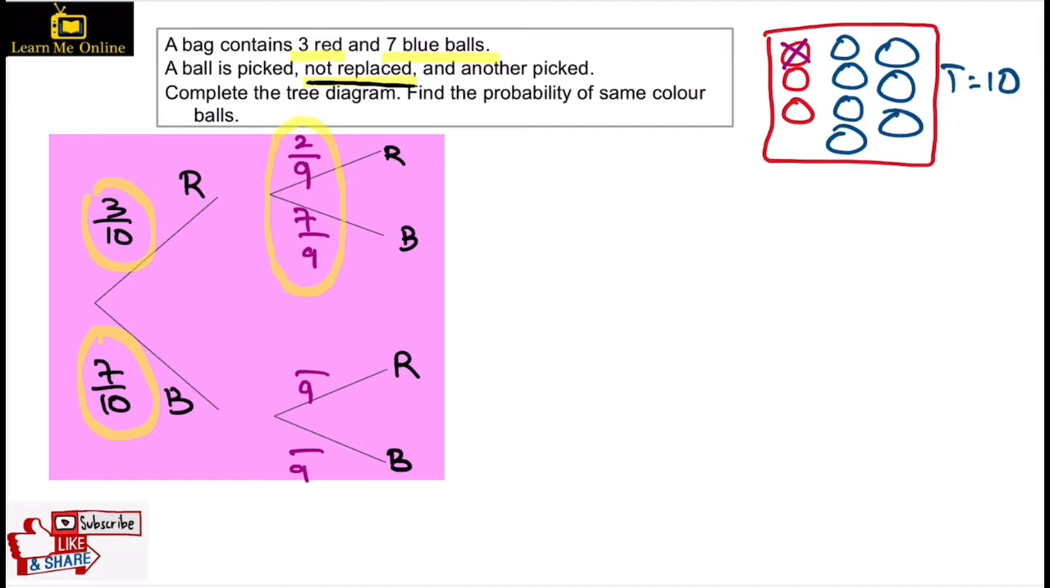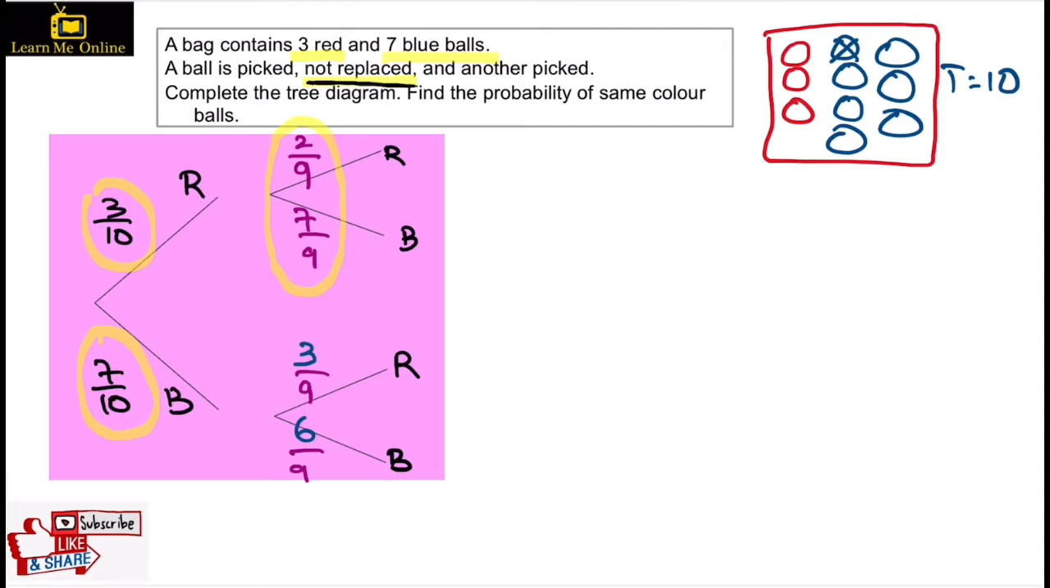Now we're going to go on to the next branch. In the first one, we considered that the ball we picked up was red. Now we are considering that the ball we picked up is not red but blue, so we have 1 less blue ball. The probability of red is now 3/9, and the probability of blue is 6/9, because 1, 2, 3, 4, 5, 6. Here we have completed the tree diagram.